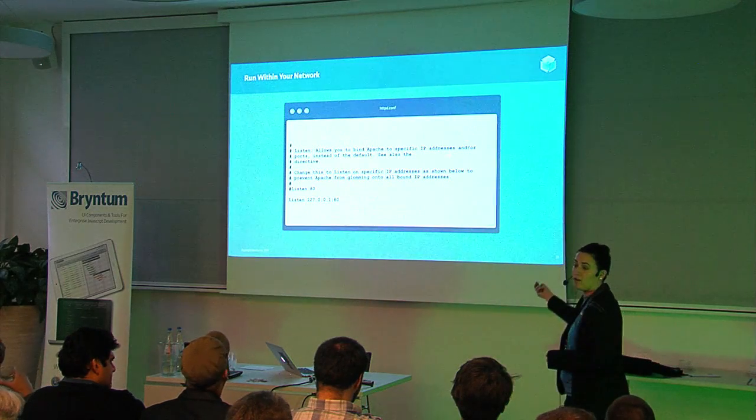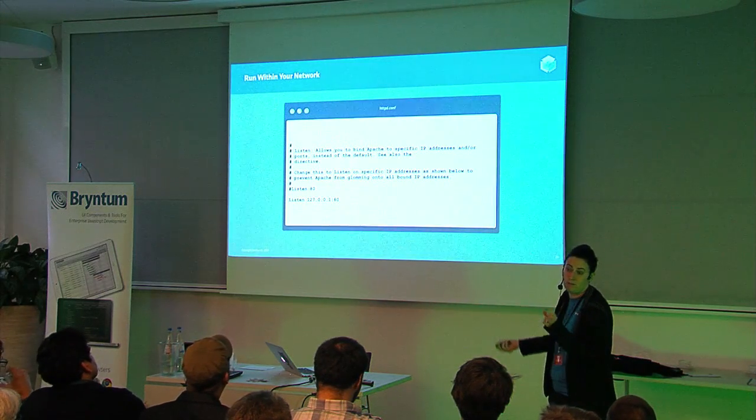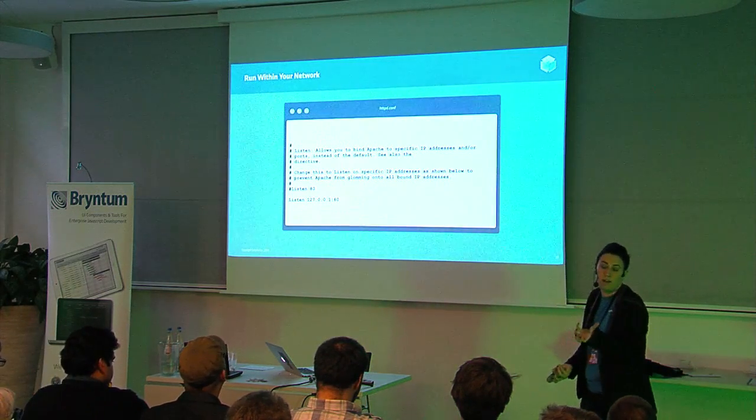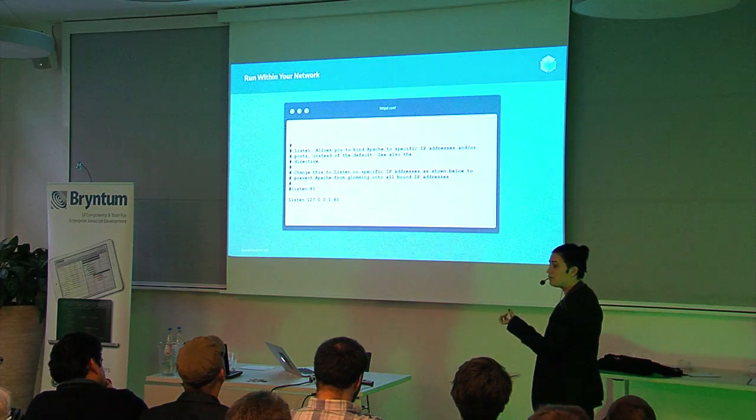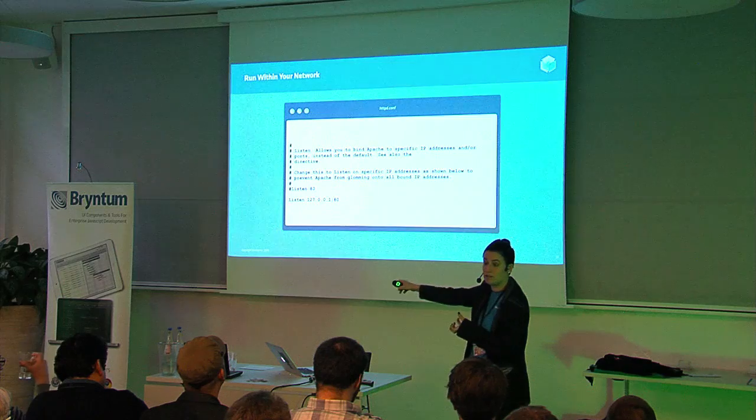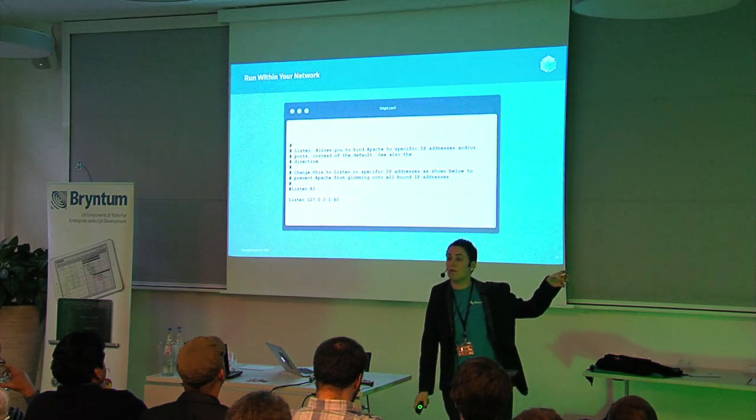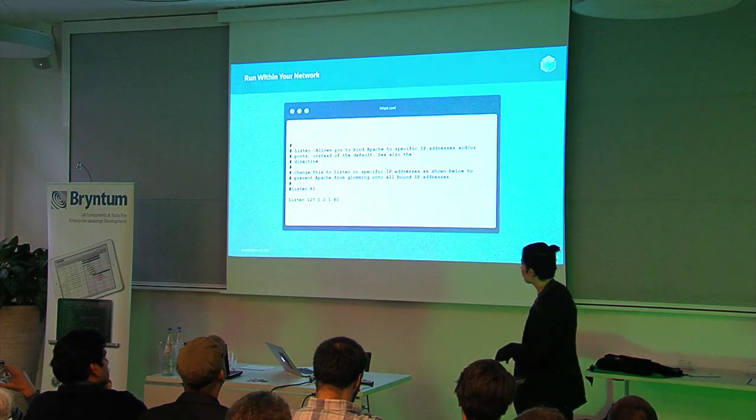Check your HTTPD config file, and there you can specify the port or the path that you need to listen to. And once this is set up, you can browse with your mobile phone to the IP address of your computer, and then you run your app on your device.